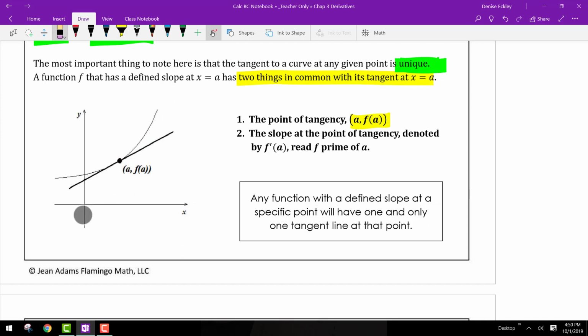It has to touch somewhere, and it touches at a, f of a. The slope at the point of tangency is denoted f prime of a. That's how we say it, f prime of a. So that's the slope at the point of tangency, read f prime of a, and it's also the slope of that tangent line. Any function with a defined slope at a specific point will have one and only one tangent line at that point. It is unique, and that is important because it helps us define the characteristics of the function.